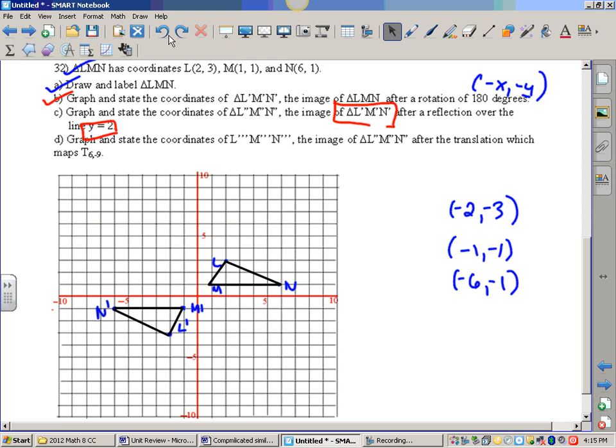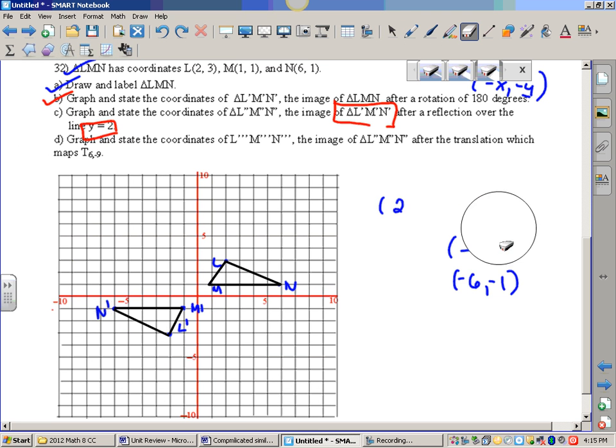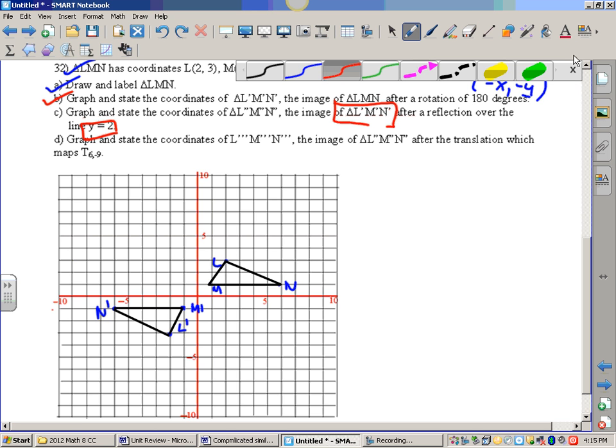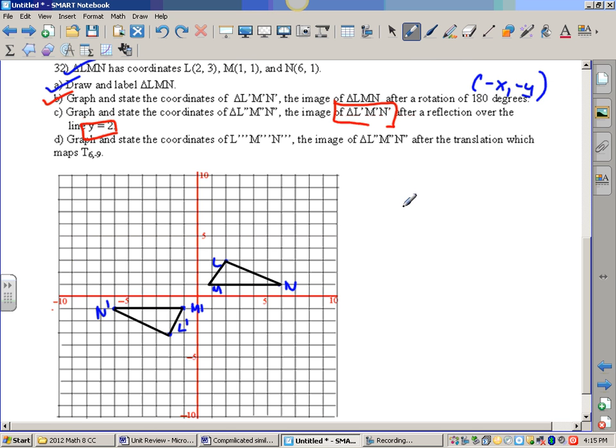Oh, goodness. Should have just erased it. All right, here we go. Sorry about that.